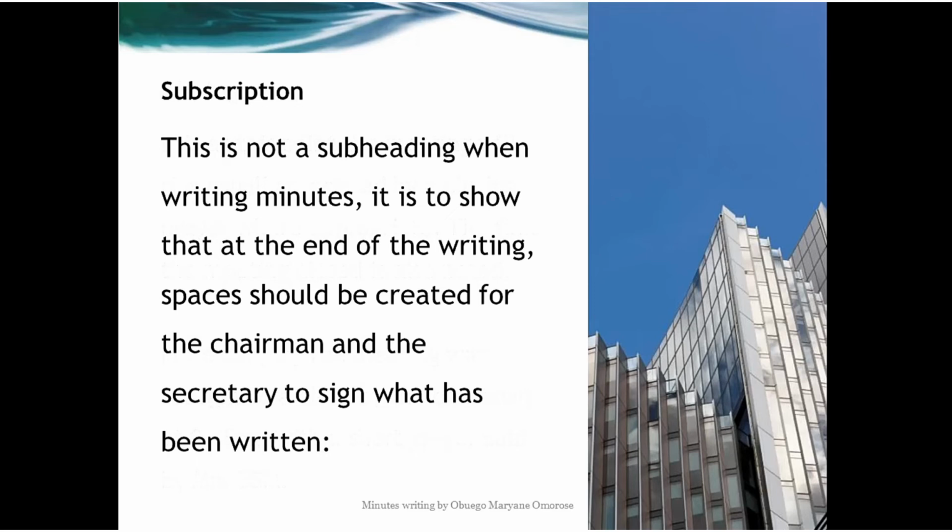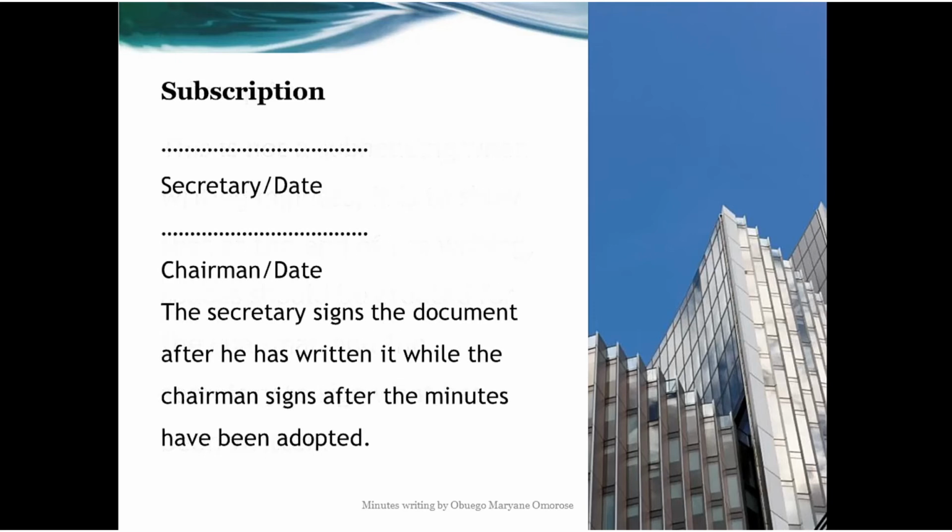Then the next line is subscription. Subscription is not a subheading when writing minutes. It is to show that at the end of the writing, spaces should be created for the chairman and the secretary to sign what has been written. So this is how subscription is done. You rule a line for the secretary to sign and write the date. Then also for the chairman, you rule a line to sign and write the date. The secretary signs the document after he has written it, while the chairman signs after the minutes have been adopted. So this is the format for writing minutes, starting from the heading to the subscription.